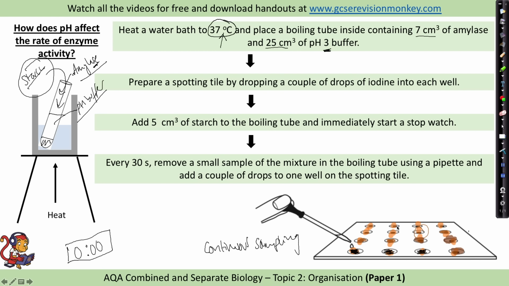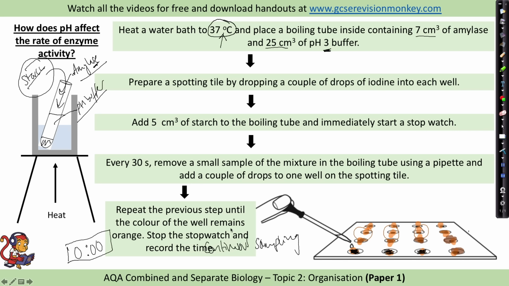So if we continue to sample, the wells would just remain orange, because that would suggest that the amylase has completely broken down the starch. So we would repeat the previous step until the colour of the well remains orange, and then we would stop the stopwatch and record the time.